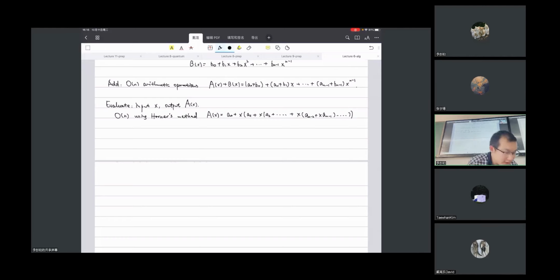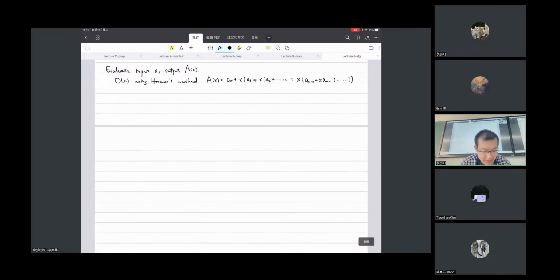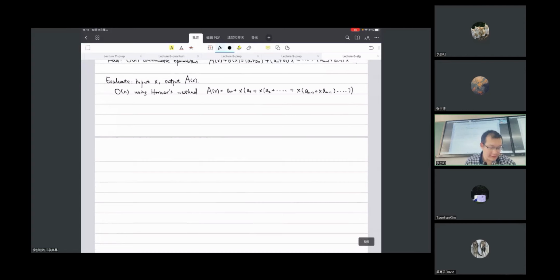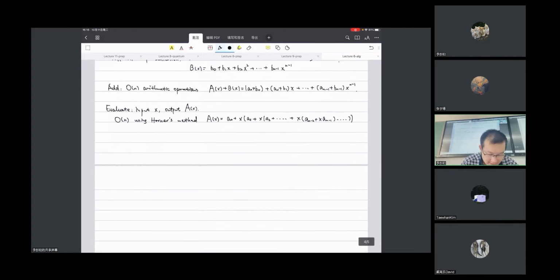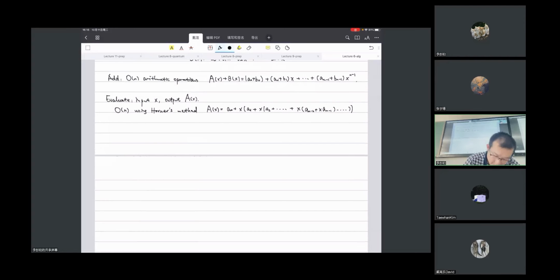I guess this should be relatively straightforward. So let's move on to the next part. The important thing for this coefficient representation is how we compute the multiplication, the multiply part. Typically, in this scenario, it is also called convolve.